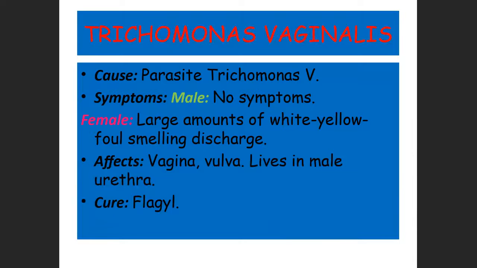Trichomonas vaginalis is a parasite. The male has no symptoms. In this case, it's the male that just passes it on and doesn't know. It lives in the male urethra. The female gets large amounts of white, yellow, foul-smelling discharge. And remember this one, if it doesn't get treated, it results in pelvic inflammatory disease, which can result in sterility. It affects the vagina and the vulva.